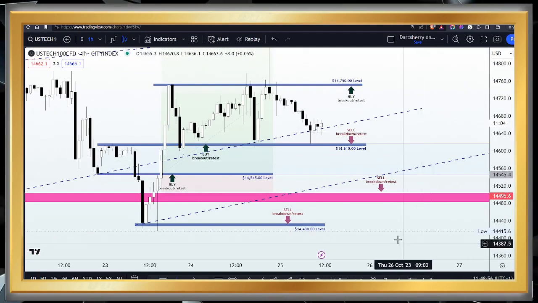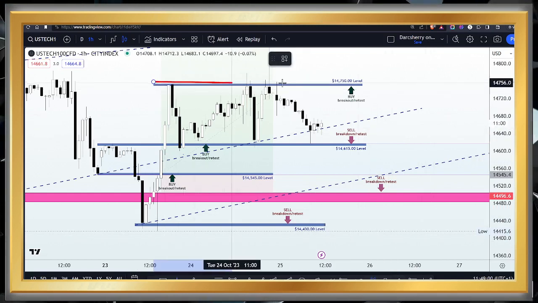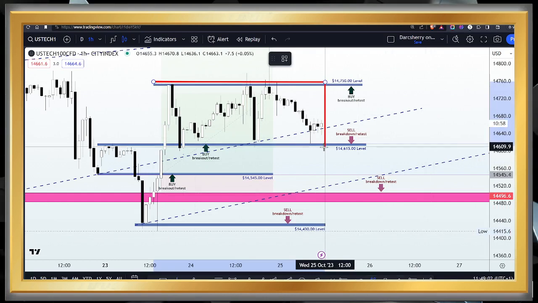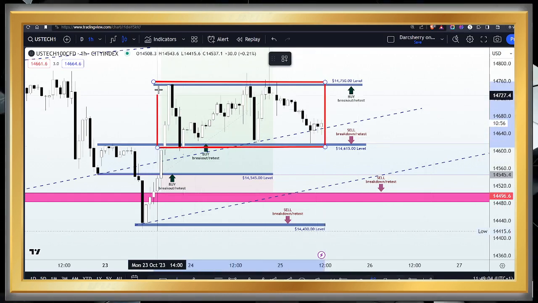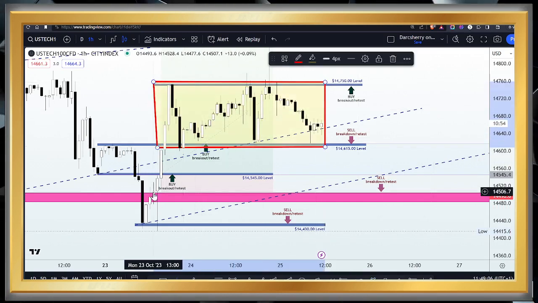The first thing here is, remember I made mention that we have a range where price is confined within the 14,750 and the 14,615 area, which is a consolidation phase. And of course, you know how we do it. Whenever we have this kind of range, we do want to wait for either the breakout or the breakdown of the range for an opportunity to trade.